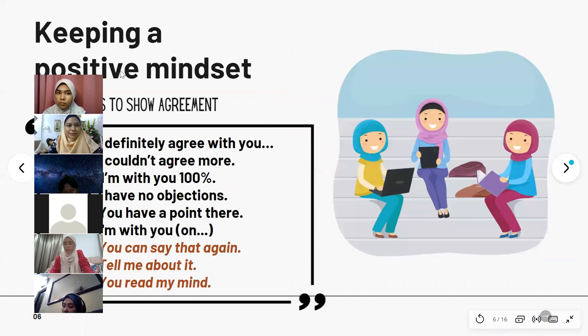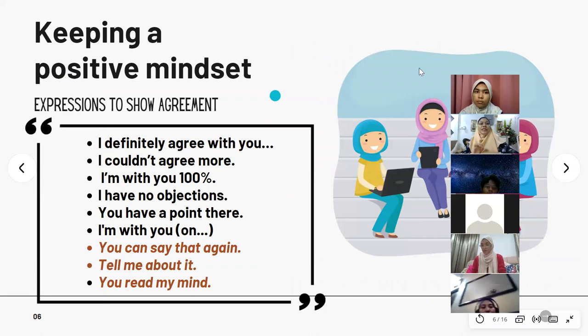These are some of the phrases you can use when you want to show your agreement. Look at them: 1, 2, 3, 4, 5, 6, 7, 8, 9. Nine of them. How many have you used, or how many have you often heard people saying? There are nine here that I've given examples. Have a look at them first. Are you familiar with all nine? Have you used all nine?